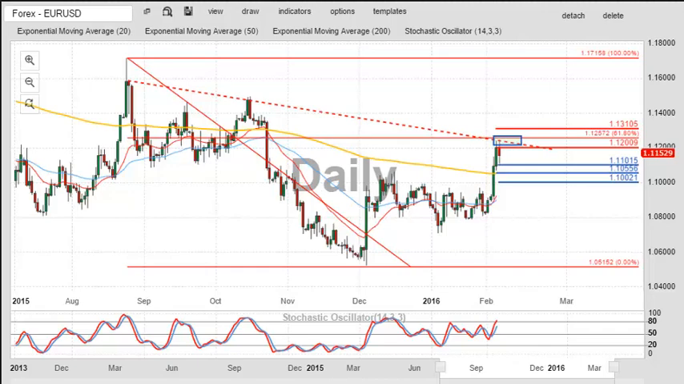In addition to Yellen's speech, a closely watched data point is going to be European GDP, which is coming up on Friday, February the 12th at 9 o'clock in the morning.